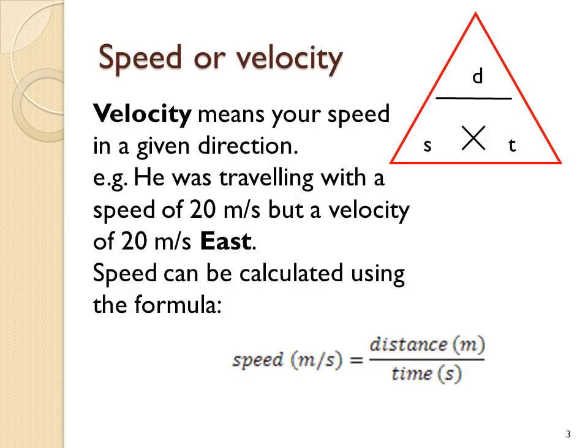Velocity means speed in a given direction. Velocity is a vector. For example, you could say something was travelling with a speed of 20 meters per second, but to specify the velocity, you need to specify the direction as well.